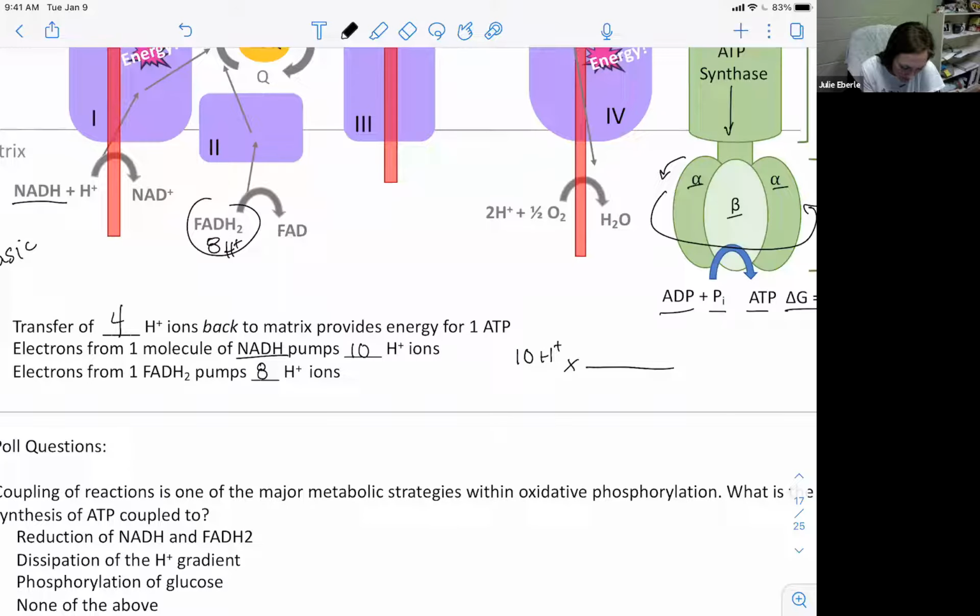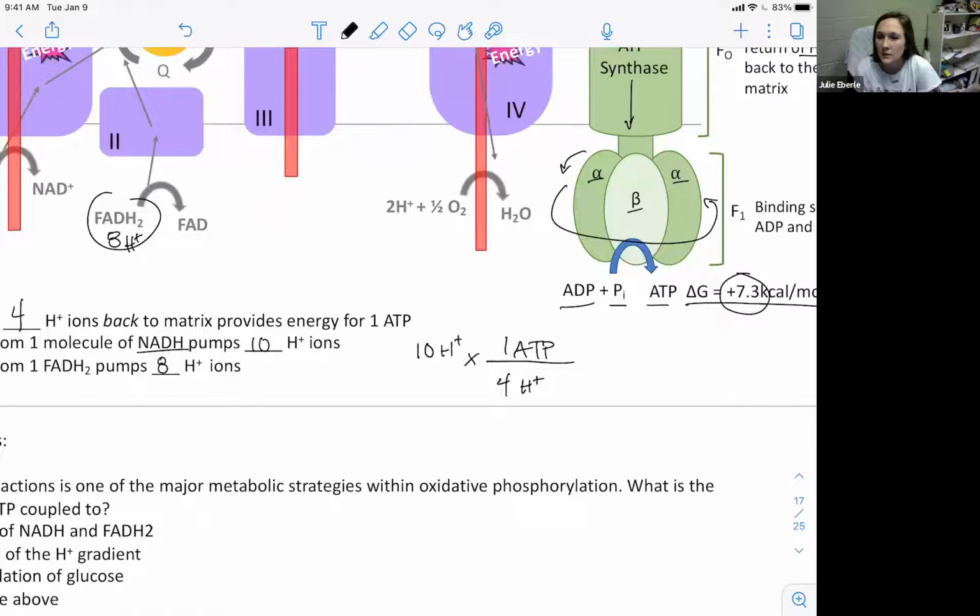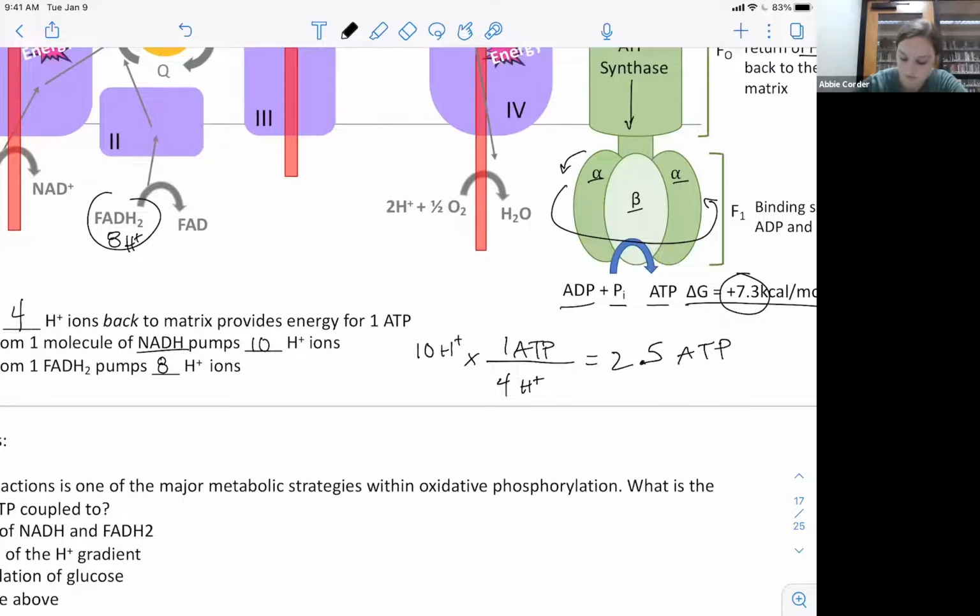You need to write something like this. If we have 4 hydrogen ions, we know that makes 1 ATP. So 10 divided by 4 is what? Two something. 2.5 ATP. So you'll see your textbook rounds up and says for about 1 molecule of NADH, we get 3 ATP. They just round up.